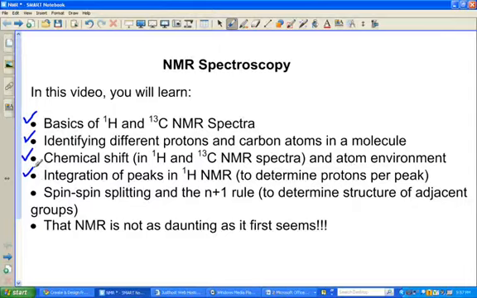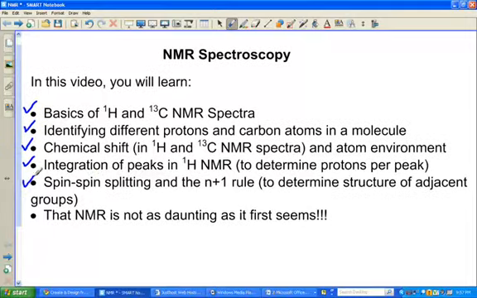We'll also talk about the concept of integration of peaks, and in this case, integration means what it usually means: you'd usually integrate under a curve to find its area. This is kind of similar. We'll do integration of a peak to figure out how many hydrogens are in that peak. And then we'll talk about what is in general the biggest problem for most students studying this, and that's something called spin-spin splitting.